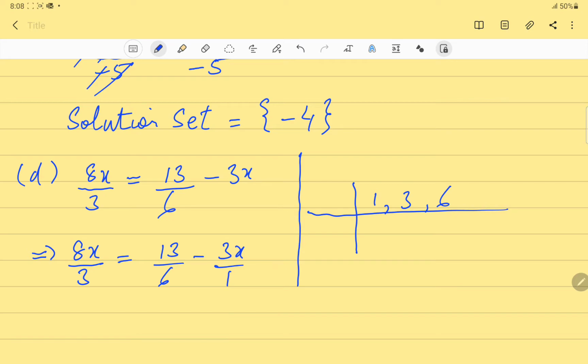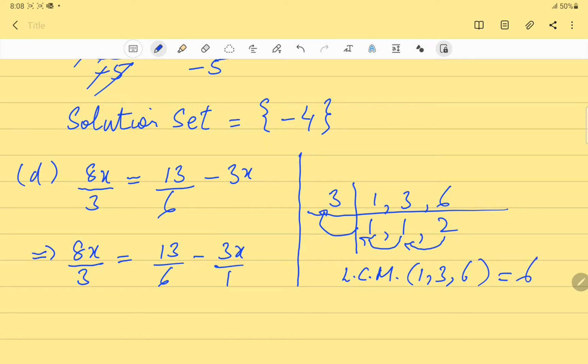3 and 6 can be divided by 3, so we will write 3 here. 1 we will take as it is. 3 ones are 3 and 3 twos are 6. Now we will multiply this 2 with 1, then with this 1, and then with this 3. So all these numbers we will multiply with each other. So 2 into 1 is 2, again 2 into 1 is 2, and then when we multiply 2 by 3 it comes out to be 6. So LCM of 1, 3 and 6 is equal to 6.